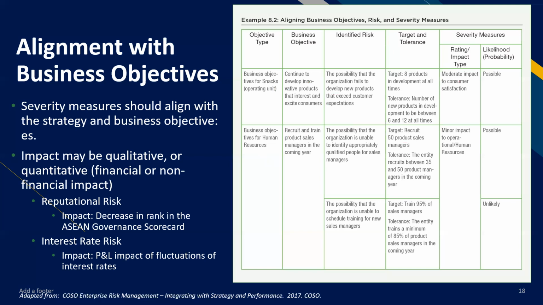So the impact might be qualitative or quantitative. For example, interest rate risk, obviously, there's profit and loss impact there. But reputational risk, probably there's no direct financial impact, but there could be non-financial impact that could be quantitative or could be calculated or determined as a number. So for example, because of reputational risk, there was a decrease in rank in the ASEAN governance scorecard. Okay? May maintain kang rank in the ASEAN governance scorecard. Bumaba ka. So that's your quantitative manifestation of a qualitative risk, like a reputational risk. Okay?